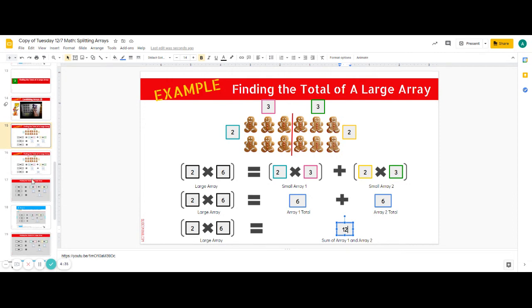And in the next slides, you'll have similar problems where you'll use a picture of an array from the first part of the assignment to find the total in that large array. You can refer back to this video if you have any questions about how to fill out those slides. And if you're still confused, you can stop by office hours.